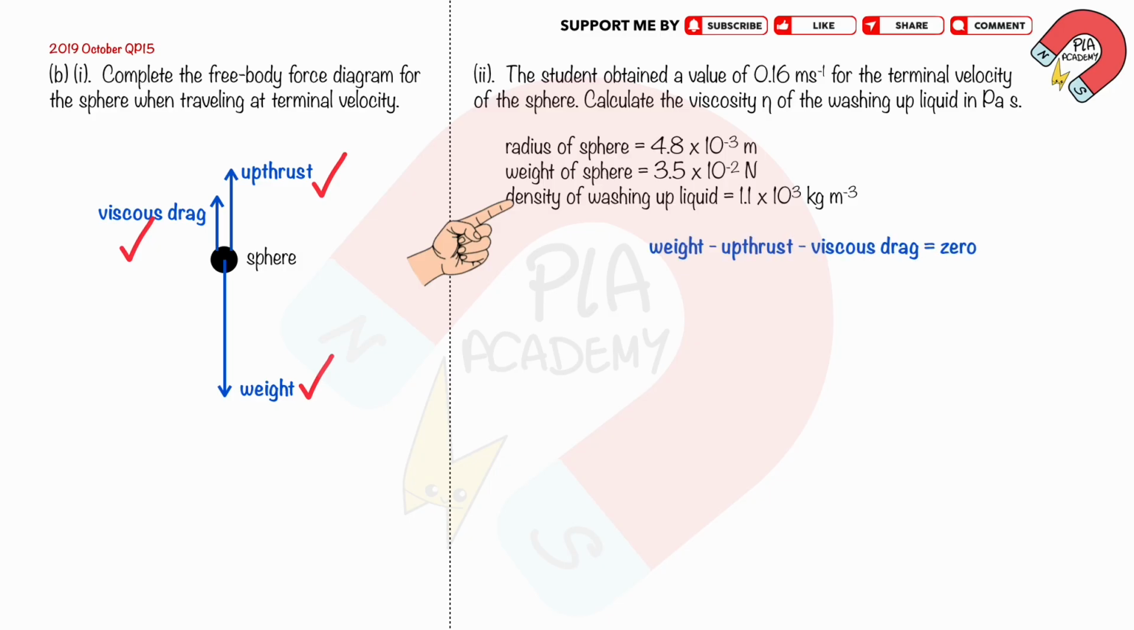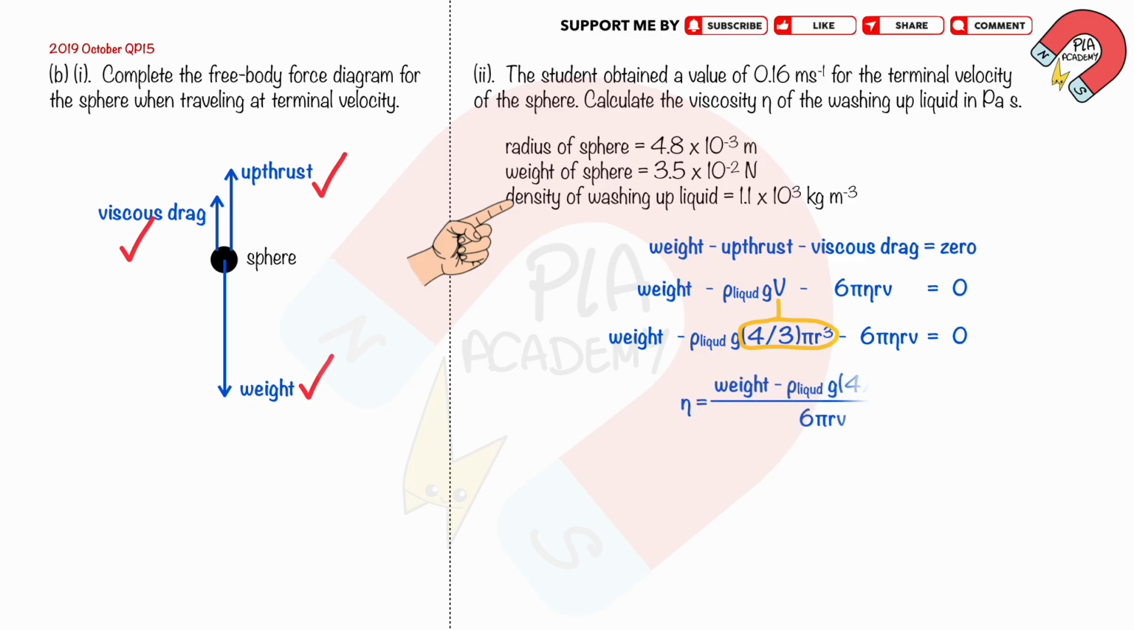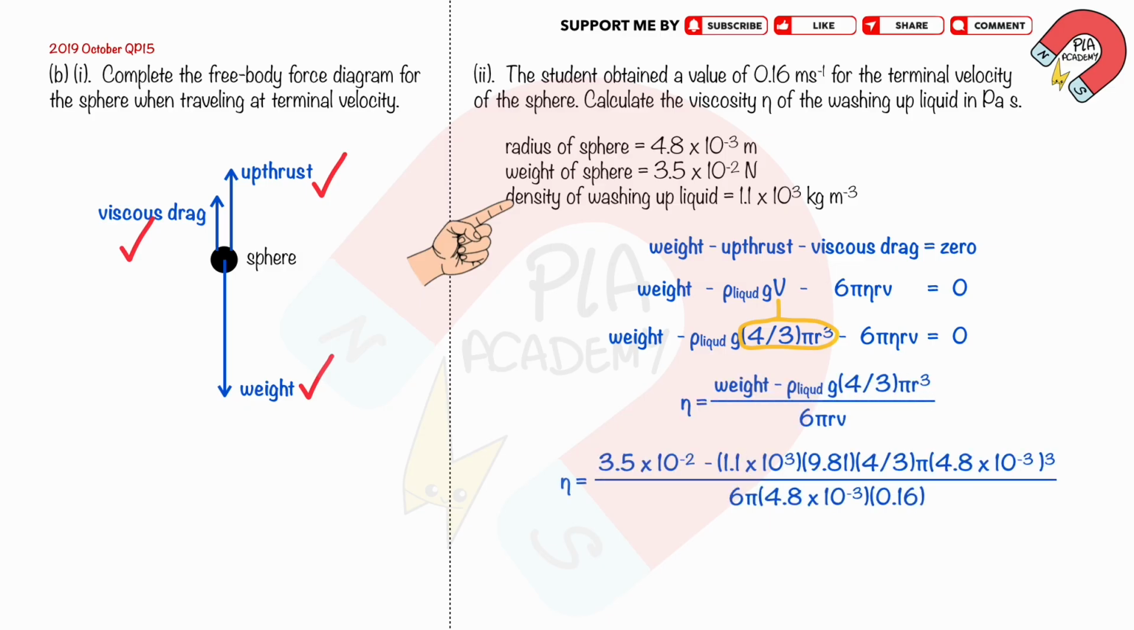So, the weight of the sphere minus upthrust minus viscous drag is equal to 0. Substituting, the upthrust is the liquid's density times gravity times the volume of the sphere, and the viscous drag is 6πηrv. The volume of the sphere is 4/3 πr³. We rearrange the equation for the viscosity like this, substituting the weight, liquid's density, gravity g, radius r, and terminal velocity v in the equation like this. We solve the viscosity of the liquid as 2.1 pascal seconds to two significant figures.